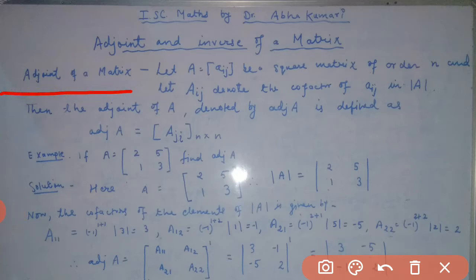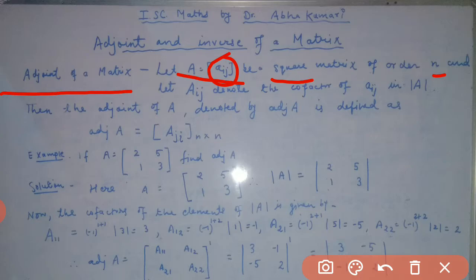Let A equal to [Aij], this is the form of the matrix, be a square matrix. For the adjoint of a matrix, the matrix must be square. Square is very, very important. Of order n, and let Aij denote the cofactor of aij in determinant of A. We will first find the cofactors. Then the adjoint of A, denoted by adj A, is defined as adj A equal to [Aji] n cross n.